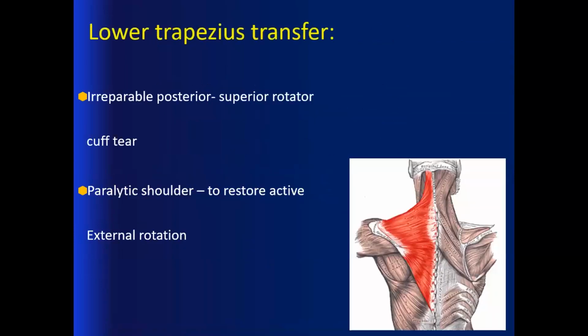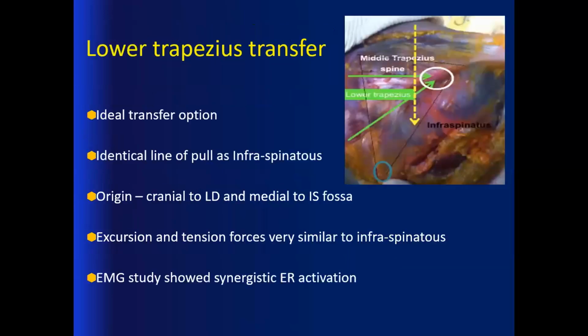So next, coming to the lower trapezius transfer. It is used in case of irreparable posterior superior rotator cuff and also in case of paralytic shoulder to restore the active external rotation. It is found to be the ideal transfer option because it acts in an identical line of pull as infraspinatus, and also it originates cranial to latissimus dorsi and medial to the infraspinatus fossa. And also exertion and tension forces are very similar to the infraspinatus. EMG study also showed synergistic external rotation activation.